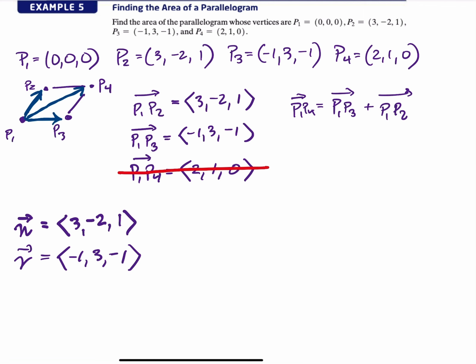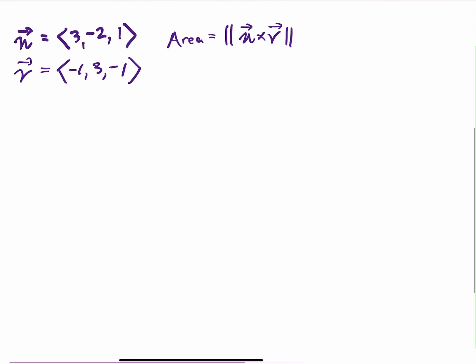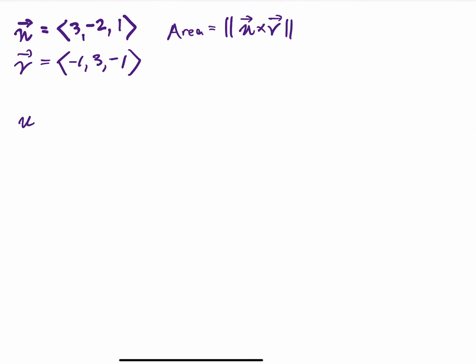So what we want is the magnitude of this cross product. Our area will be the magnitude of u cross v. So let's first find the cross product. We'll get a vector, and then we'll find the magnitude. So u cross v will have i, j, and k up top. Then our first vector, 3, negative 2, 1. Then our second, negative 1, 3, negative 1.